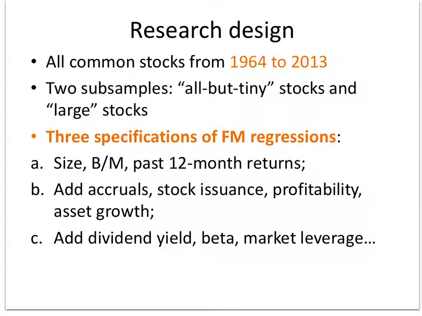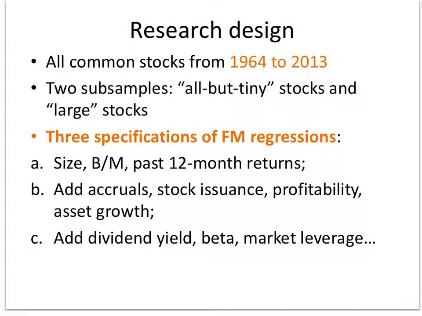Now we move on to research design. This research focuses on the period from 1964 to 2013. They use data from CRSP merged with Compustat for this particular period. And they also look at two subsamples. One is called all-but-tiny stocks, those with market cap larger than the 20th percentile of the New York Stock Exchange. And the other one is called large stocks, those larger than the 50th percentile on the New York Stock Exchange.